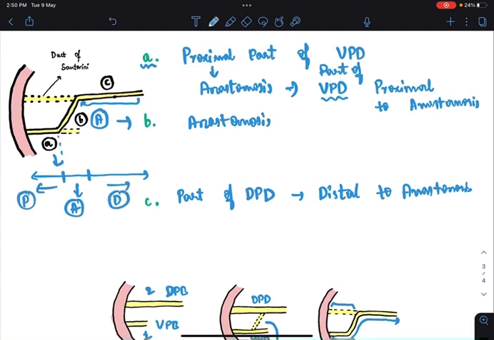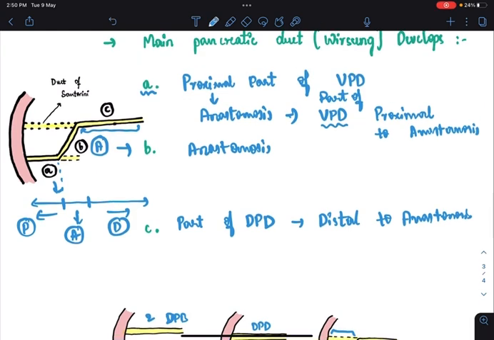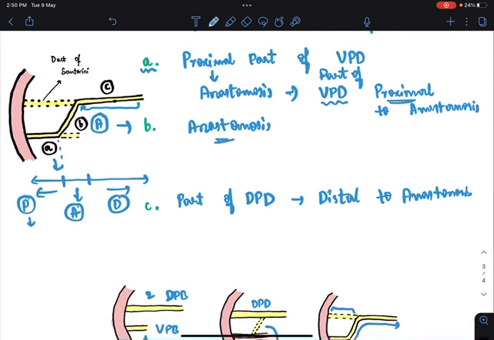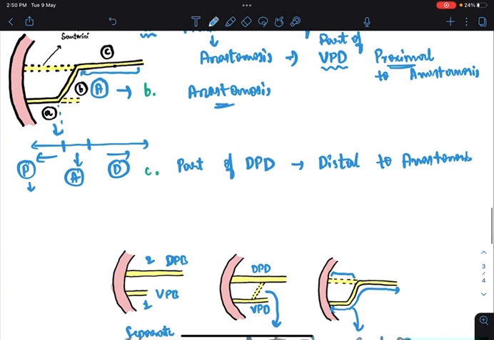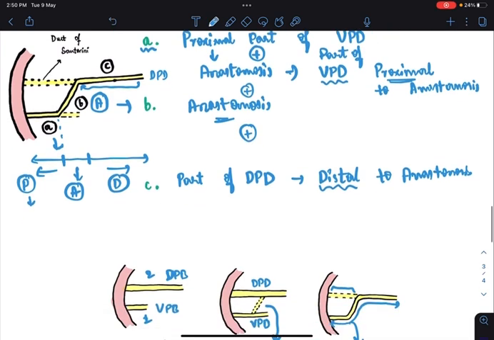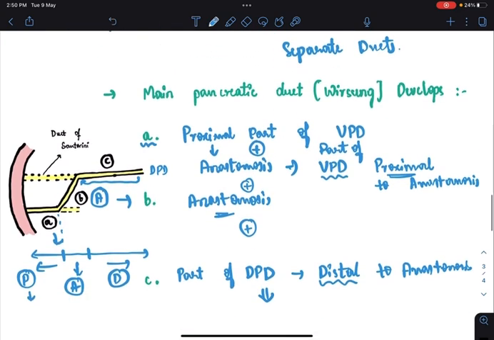So A is the proximal part of the ventral pancreatic duct, proximal to the anastomosis. See, this is the part, and B is the anastomosis. This is the reference point, and C is the distal part, the part of the dorsal pancreatic duct distal to the anastomosis. So if we add all these three, this gives rise to what? The main pancreatic duct.